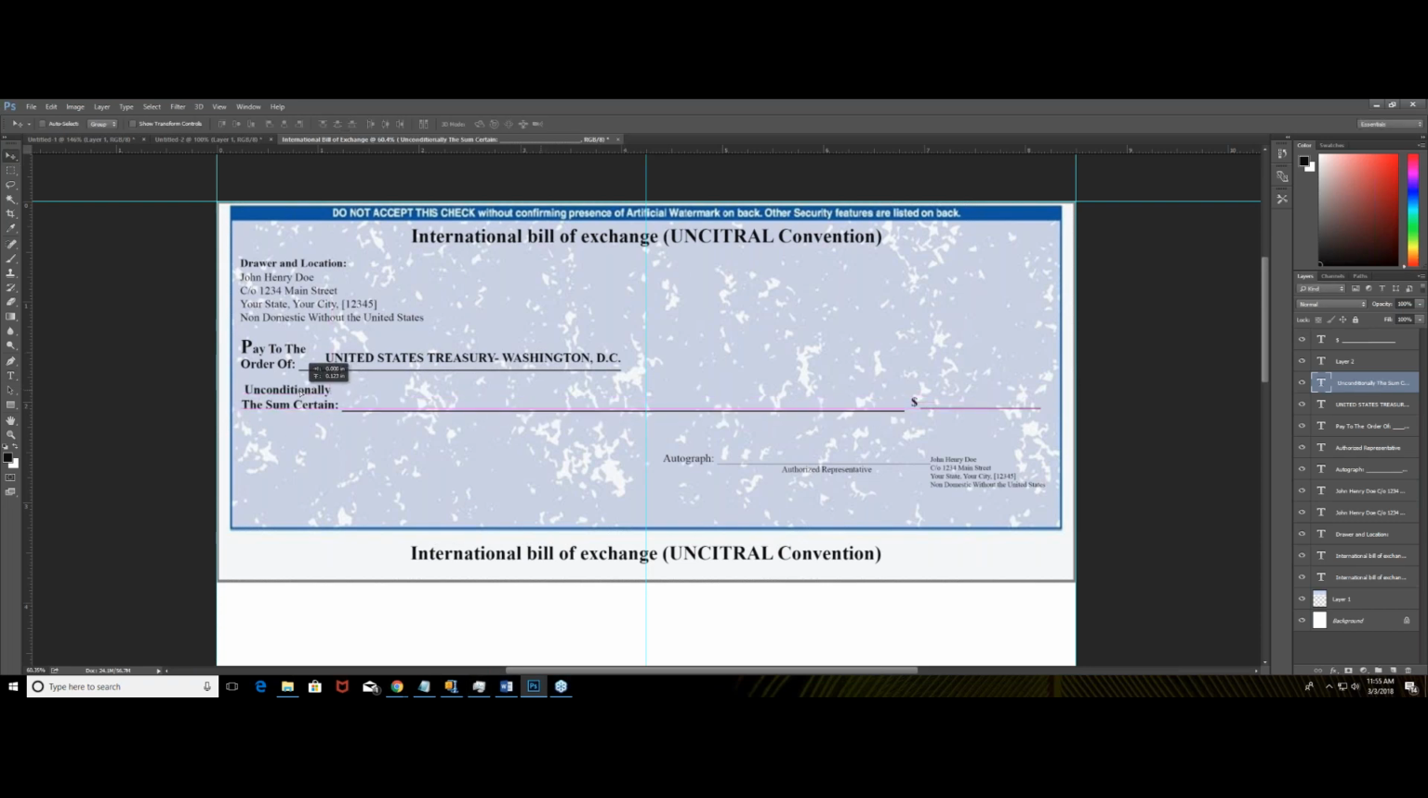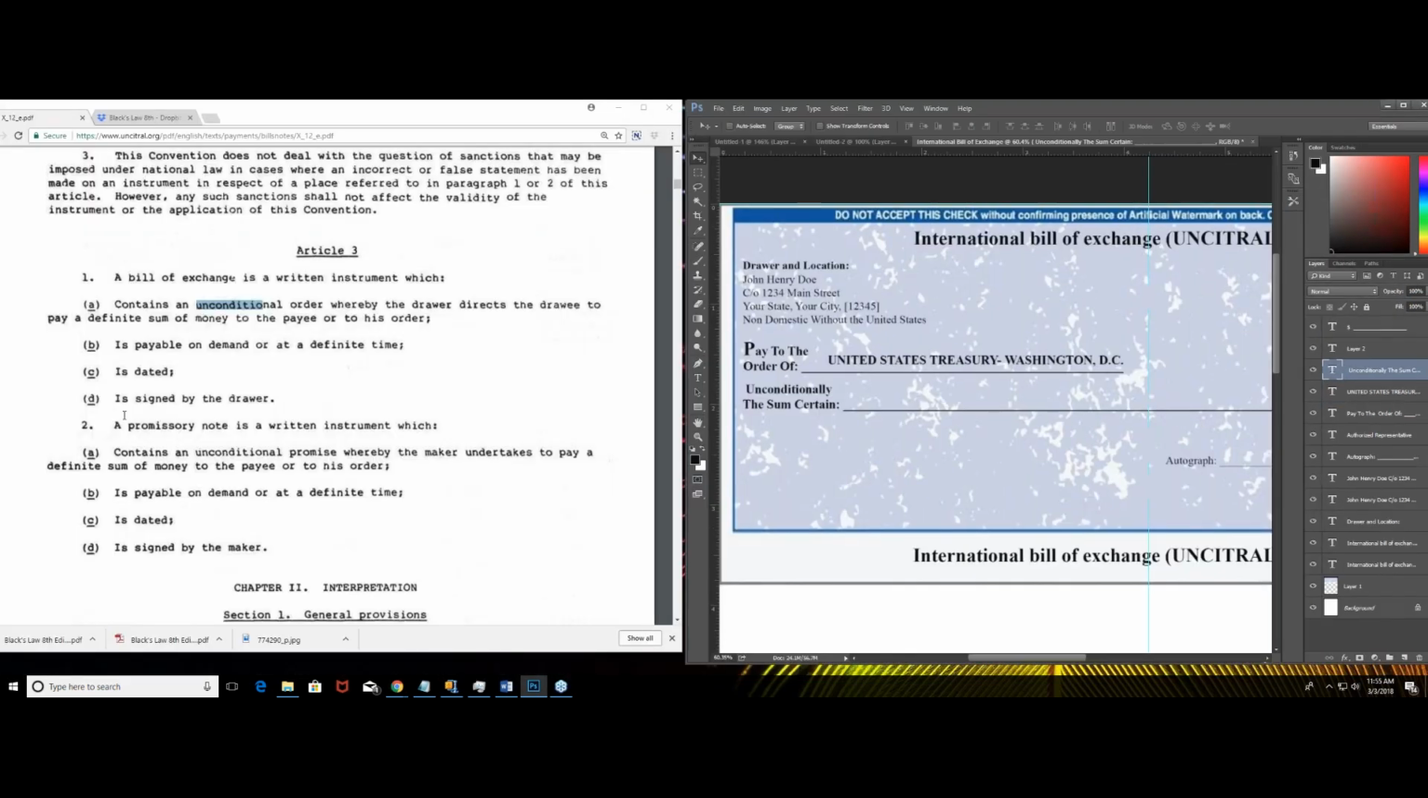Unconditionally, the sum certain. All right. Unconditionally, order, paid to the order of. It contains an unconditional order whereby the drawer directs the drawee to pay a definite sum certain of money to the payee or to his order. All right. Is payable at a definite time, okay?